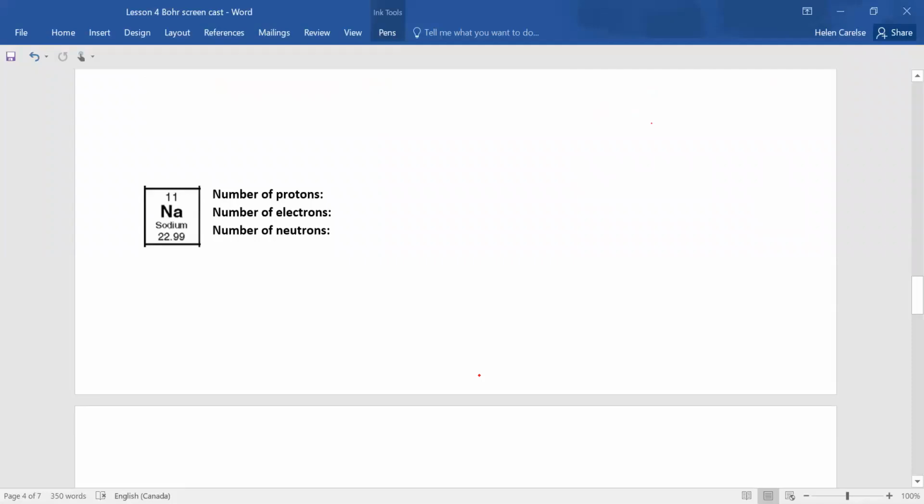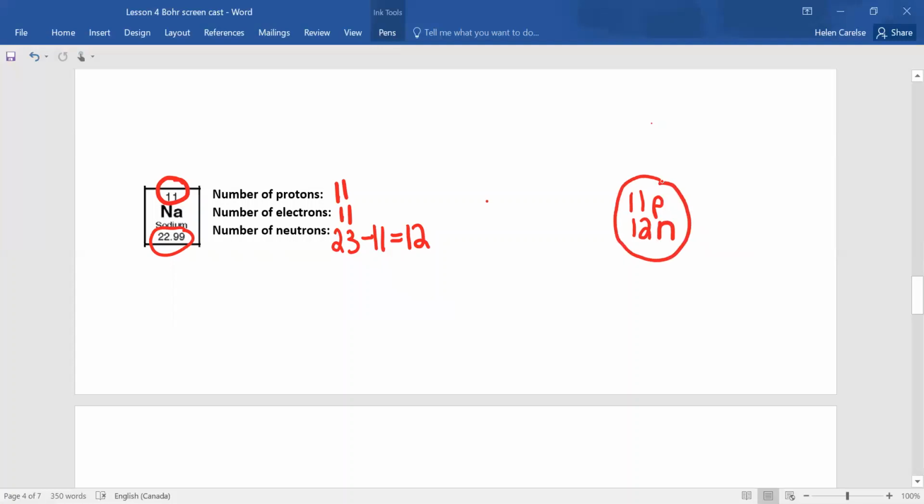Sodium, Na, number of protons is equal to the atomic number, 11. Electrons is 11. The neutrons, we round 22.99 up to 23, minus 11, we get out our calculator, that's 12. So we draw the nucleus. There would be 11 protons, 12 neutrons, in the nucleus, and now we have 11 electrons that we have to put in shells.